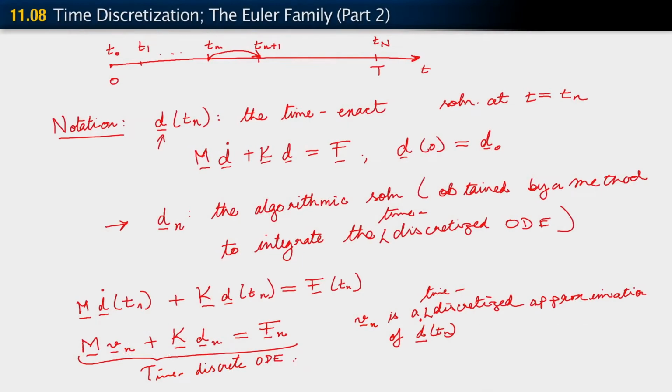Now, in order to proceed from here, let me actually write this time discrete ODE. For purposes of argument, let me write it at time tn plus 1. So this, of course, is the time discretized ODE at tn, because everything is at n. Let me now write this at time tn plus 1.